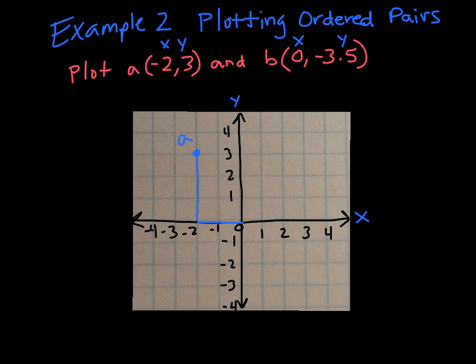For B, my x-axis is 0, so I stay right on that line. And then I'm going to go -3.5. So I'm going to go down because that's my negative way, and I'm going to go halfway between -3 and -4 and plot it right there, and this would be B. Now remember, since we're not putting so many on the actual line, we could put in those coordinates of -2, 3, so we know what we're talking about, and over here would be 0, -3.5.